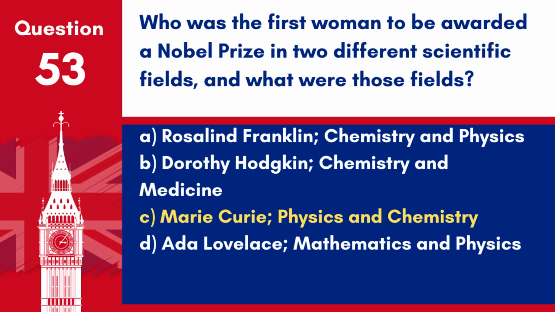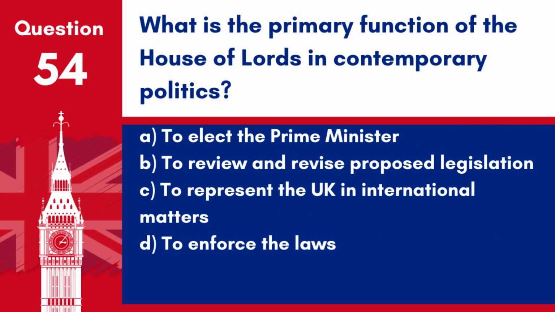Answer: C. Marie Curie, Physics and Chemistry. Marie Curie was the first woman to be awarded a Nobel Prize in 2 different scientific fields, which were physics and chemistry. Question 54. What is the primary function of the House of Lords in contemporary politics? A. To elect the Prime Minister. B. To review and revise proposed legislation. C. To represent the UK in international matters. D. To enforce the laws.